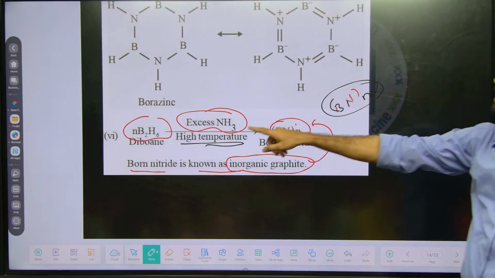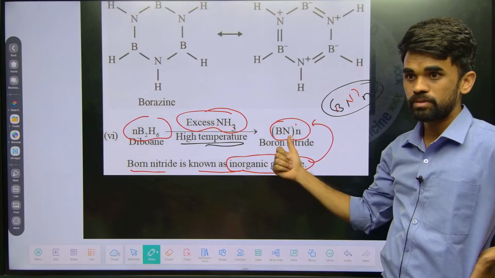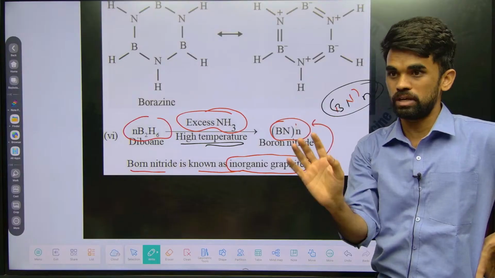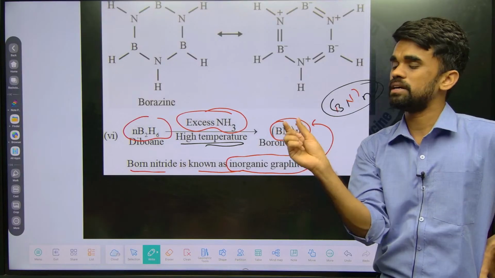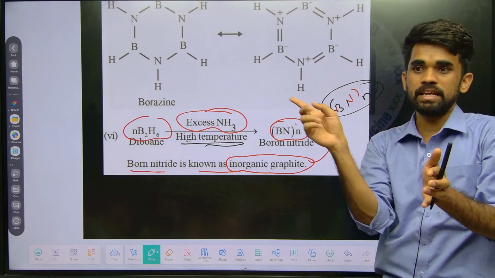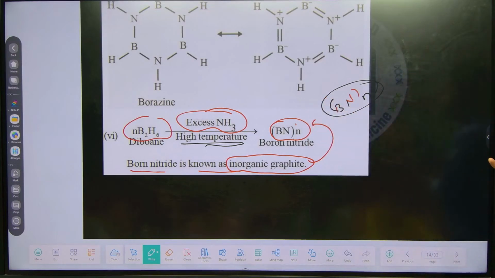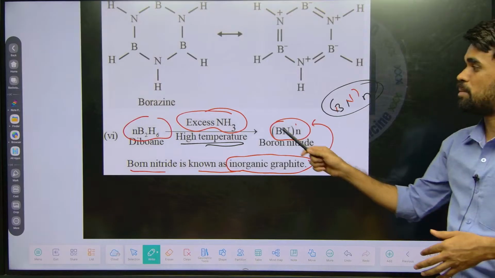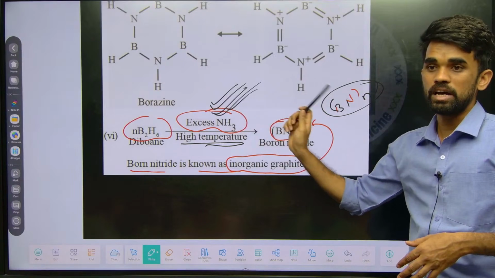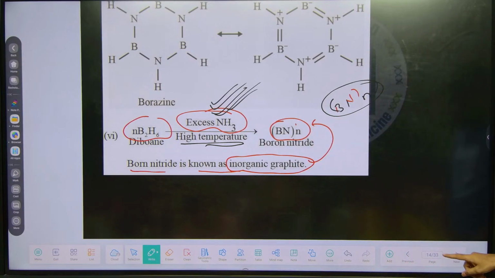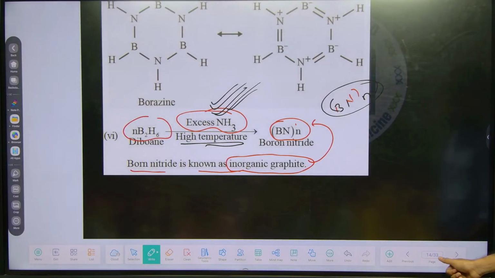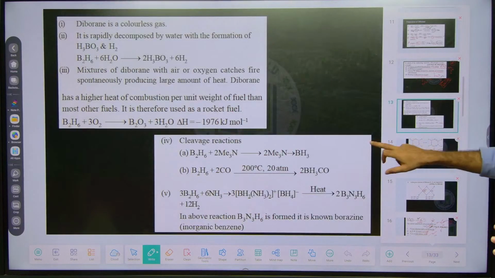See, diborane with excess ammonia, what is the product? Previously I told you, diborane with ammonia only. What is happening is diborane breaks into two equal halves, BH3 and NH3, with a dative bond. So the product formed is identified by looking at the amount of ammonia we are taking. One last small discussion is there over this last reaction.